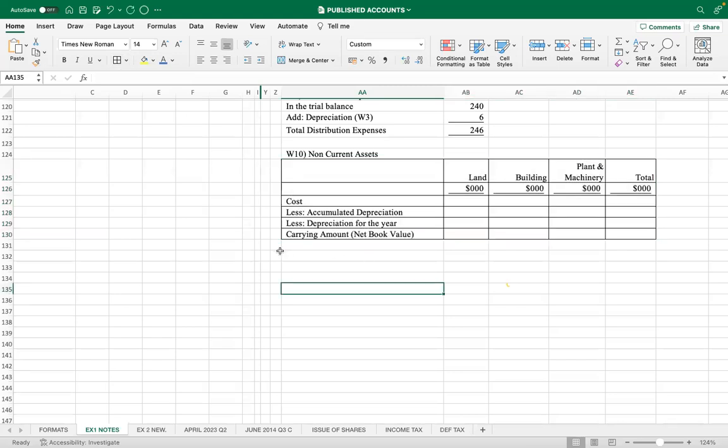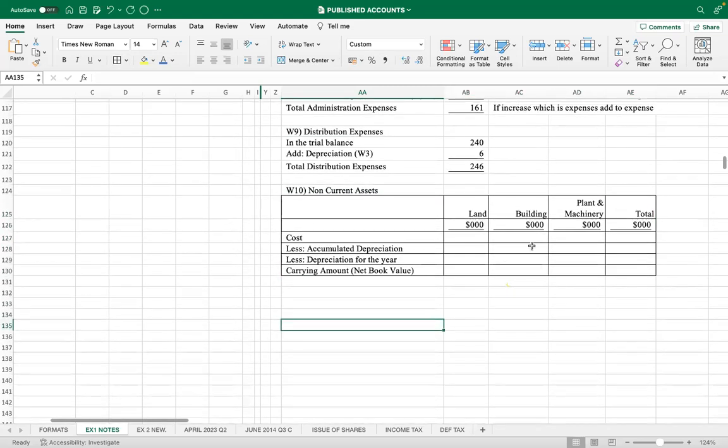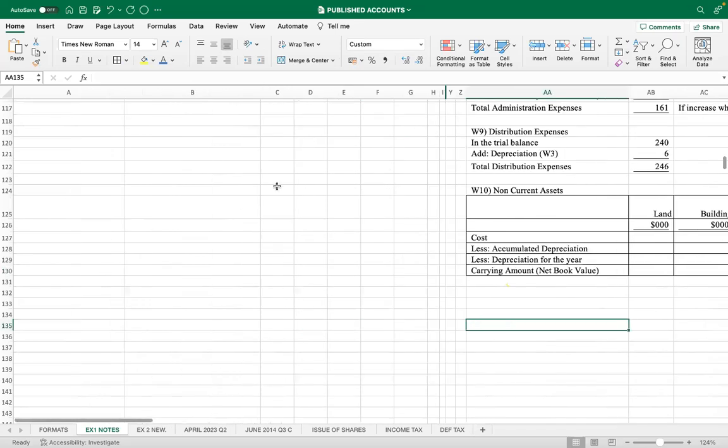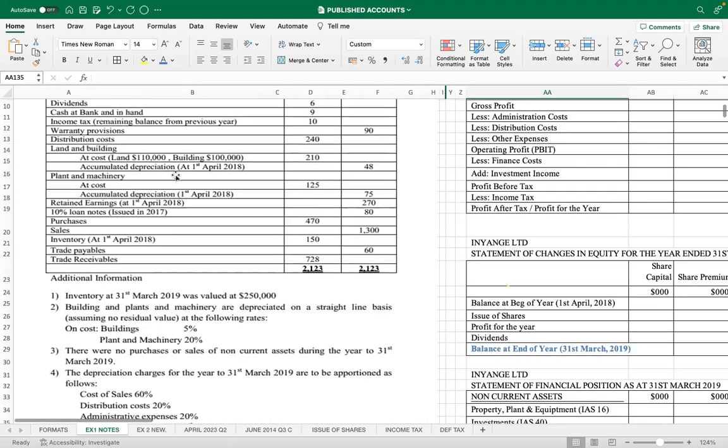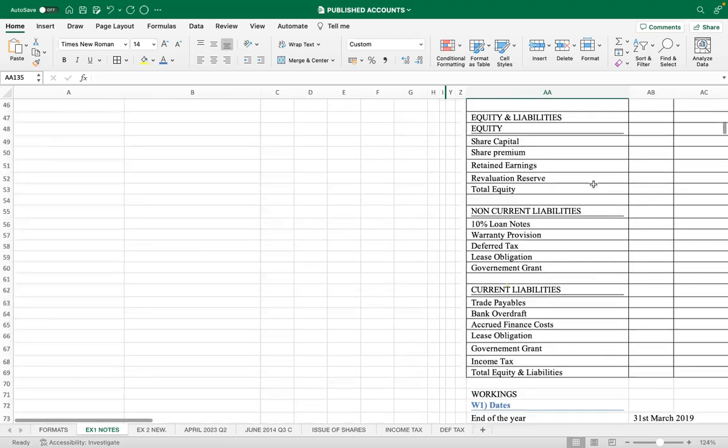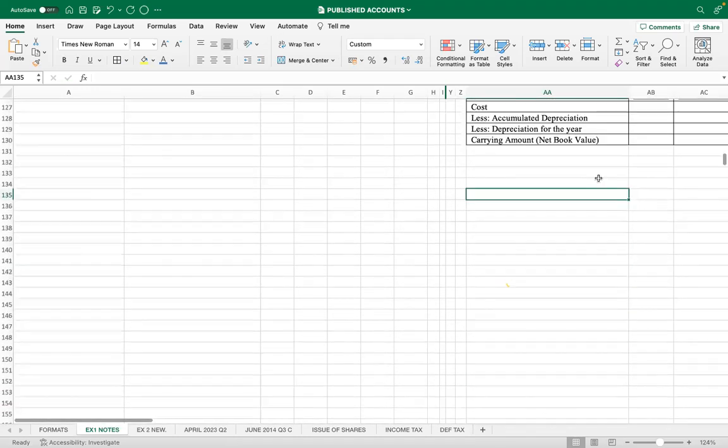So can we quickly go and get these values? Cost of land, cost of building, and cost of plant and machinery. So cost of land is 110. Cost of building is 100. Cost of plant and machinery, 125. 110, 100, 125. I'm trying to cram.